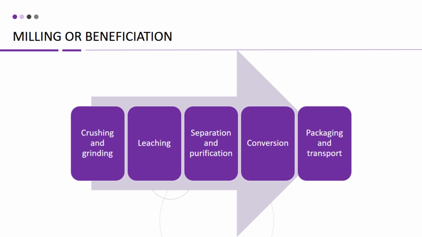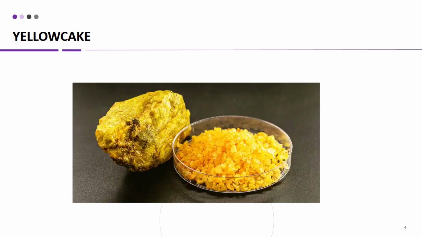It's important to note that the milling or beneficiation process is tightly regulated to ensure safety and environmental protection. Strict regulations and best practices are in place to manage and dispose of radioactive waste generated during the milling process, and to prevent water and air pollution. Additionally, radiation protection measures are followed to ensure the safety of workers and the public during all stages of the milling or beneficiation process.